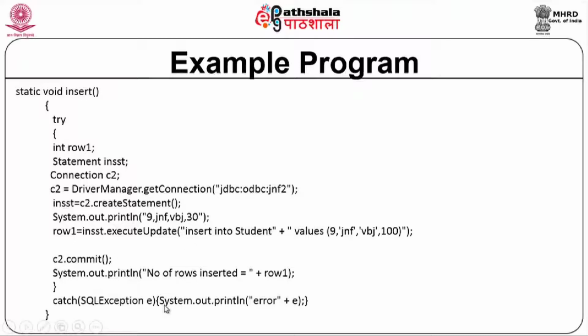The commit is to get the data inserted into the table. When you do an executeUpdate, this returns an integer. That integer shows how many records got updated when you do this operation. So the number of rows inserted would be the integer value row1, which is also printed.